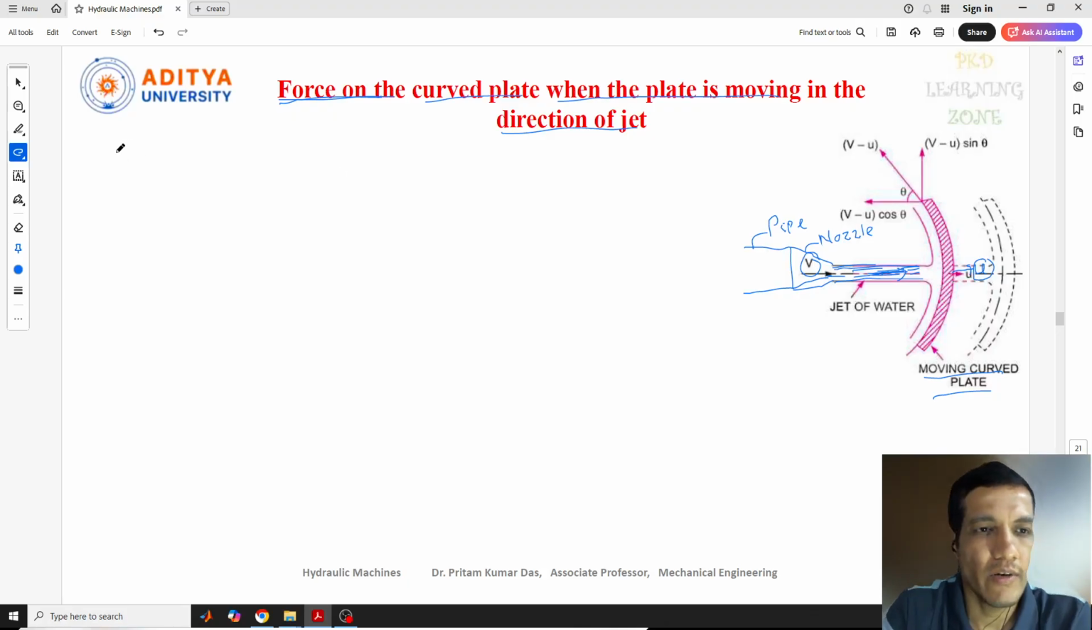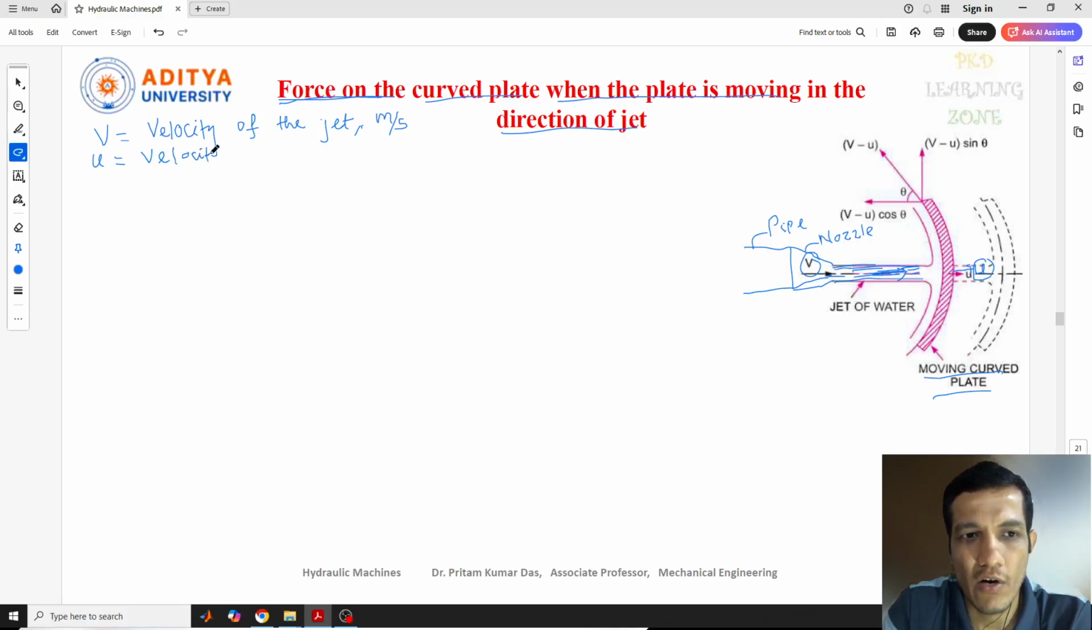For this, we'll consider some parameters. First, consider v equal to the velocity of the jet, and the unit for this is meter per second. Similarly, the next one is small u. This is the velocity of the plate. After striking, not the jet, this is the plate. After striking, the plate starts moving with a velocity of small u.